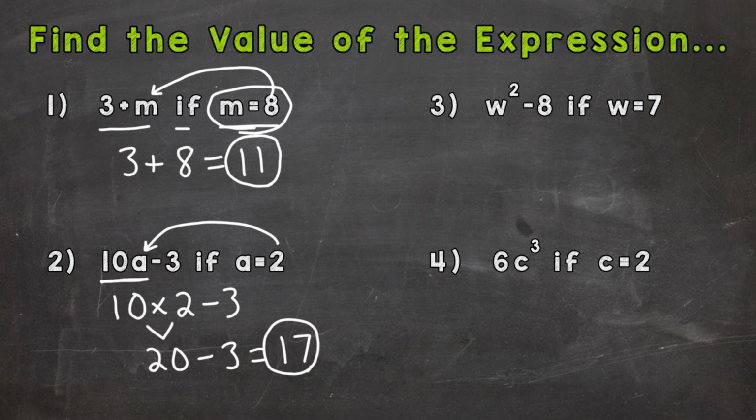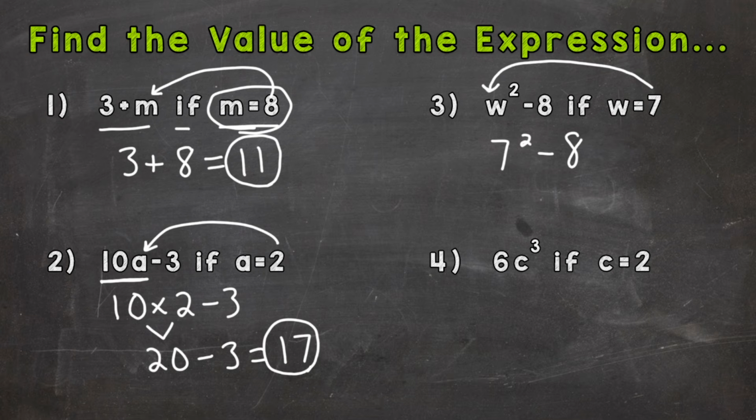Number 3, we have w squared minus 8. So find the value of the expression w squared minus 8 if w equals 7. So again, we need to plug in the value of our variable, which in this case is a 7. So we have 7 squared minus 8.